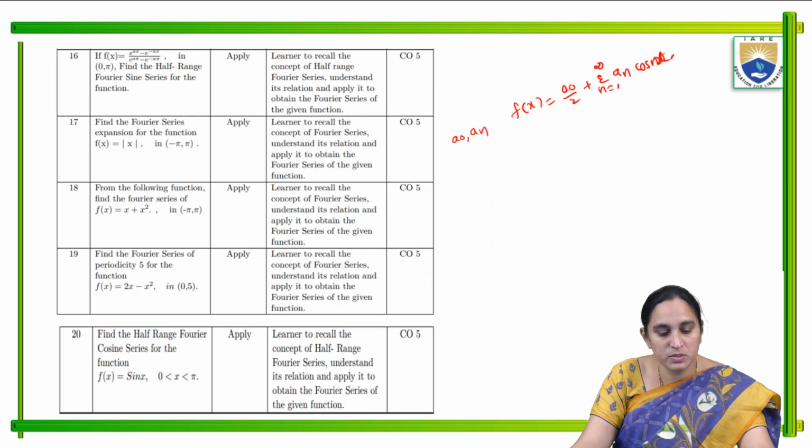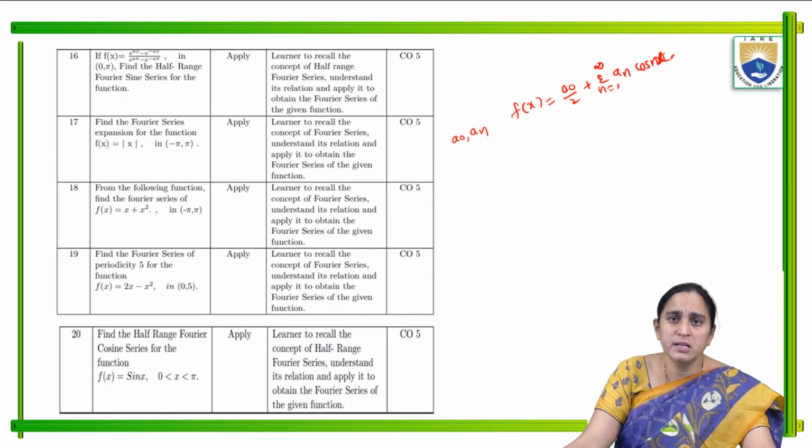And next, 18th question, find the Fourier series of f of x is equal to x plus x square in minus pi comma pi. This is also full range, already discussed. Minus pi comma pi means you have to verify whether it is an even or odd function. According to that, you can go through the series form.